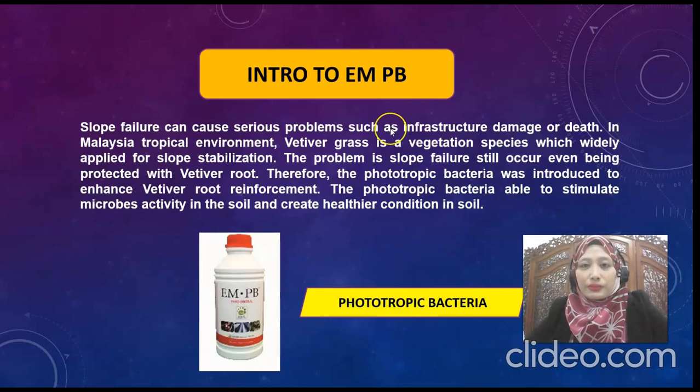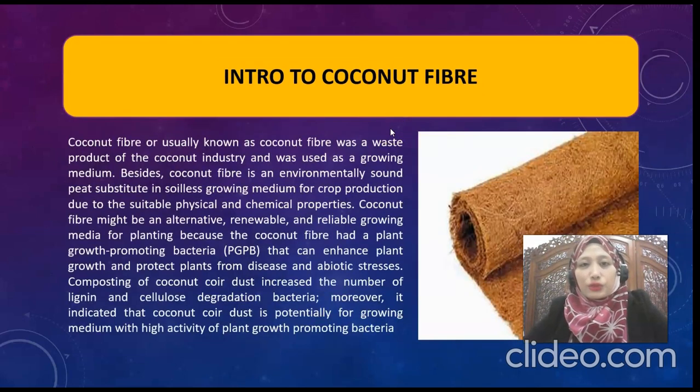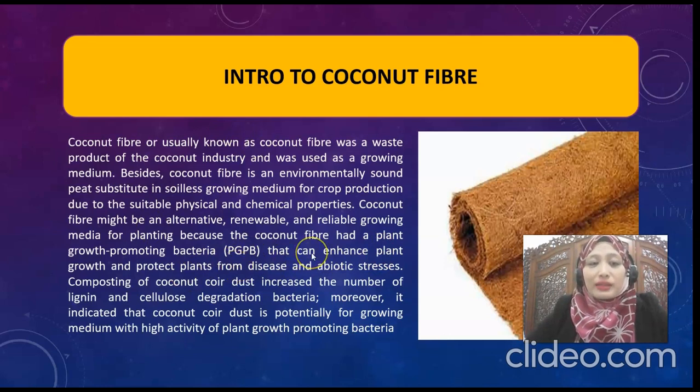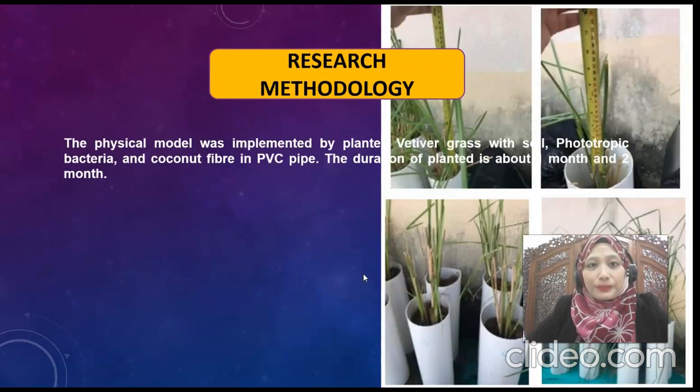Okay, let's take a look at the intro to coconut fiber. Coconut fiber, or usually known as coir, is a waste product of the coconut industry and was used as a growing medium. It is also called PGPB, which stands for plant growth promoting bacteria, which enhances the plant growth and also protects the plant from disease and abiotic stresses.